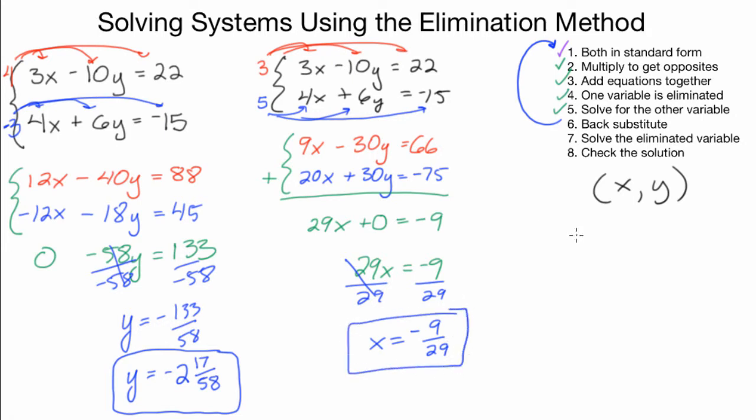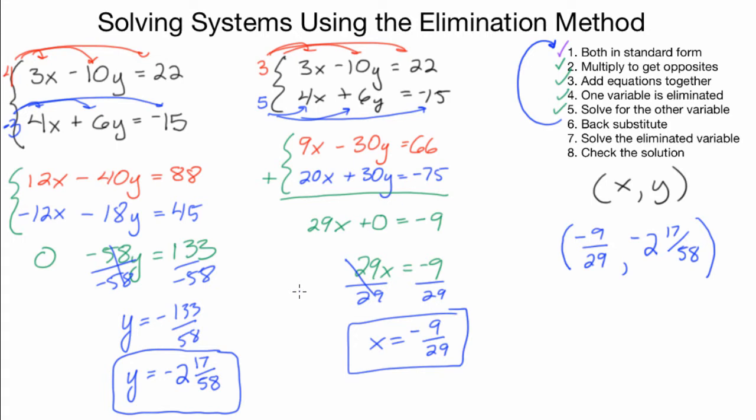All right, so what does my solution end up being then? Well, my two equations are going to intersect at an x value of negative 9/29. That's a small negative fraction. And a y value of negative 2 17/58. So we can find some really ugly, huge fractional intersections using the elimination method. Notice we didn't really have to do any work with fractions. I didn't have to do any adding, multiplying, or dividing with fractions. It's just that at the final step I divided to get my solution.